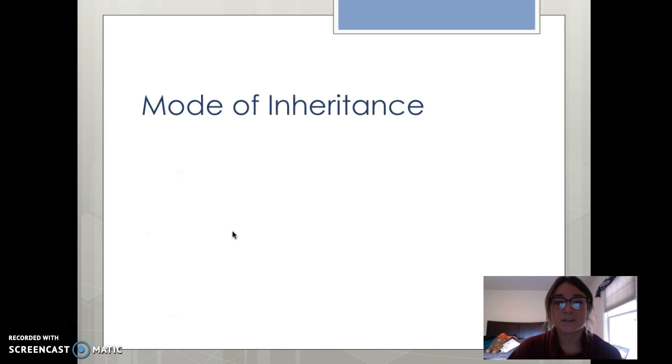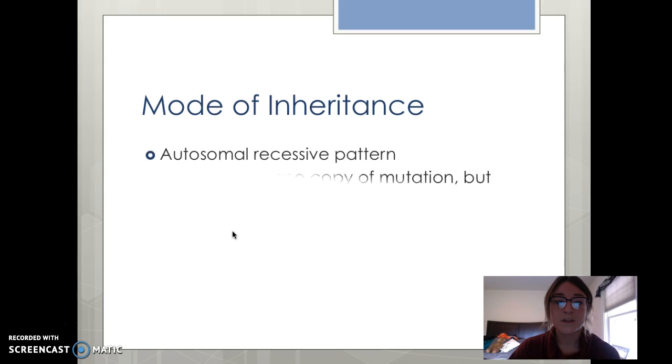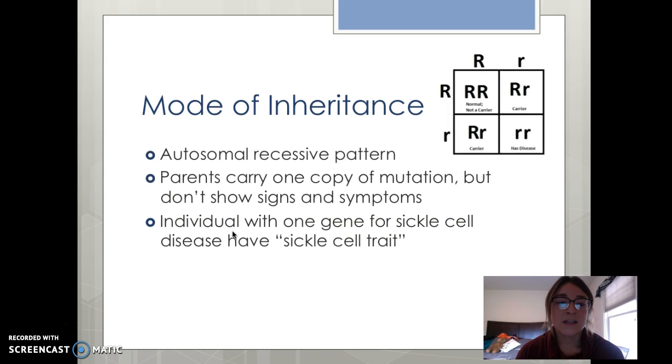So next we're going to discuss the mode of inheritance for sickle cell anemia. Sickle cell anemia is inherited in an autosomal recessive pattern, meaning that both copies of the gene in each cell need to have the mutation. Parents of an individual with the autosomal recessive condition each carry one copy of the mutation, but they typically don't show any signs or symptoms because it's a recessive pattern. If an individual receives one gene for sickle cell disease and one normal gene, they will have a condition that's called sickle cell trait, but again, they won't show any signs or symptoms unless they have both copies of the mutation.